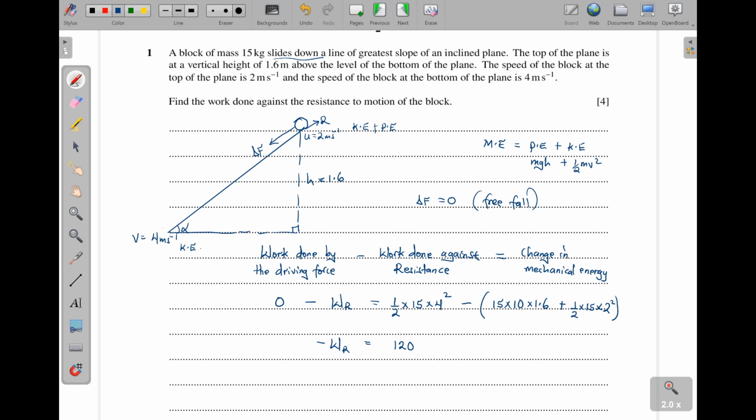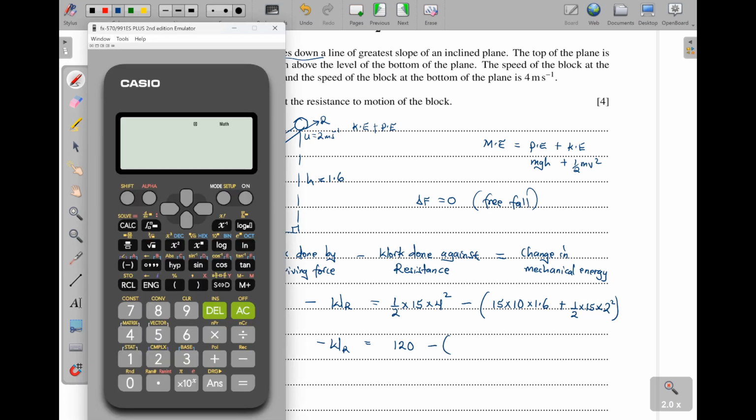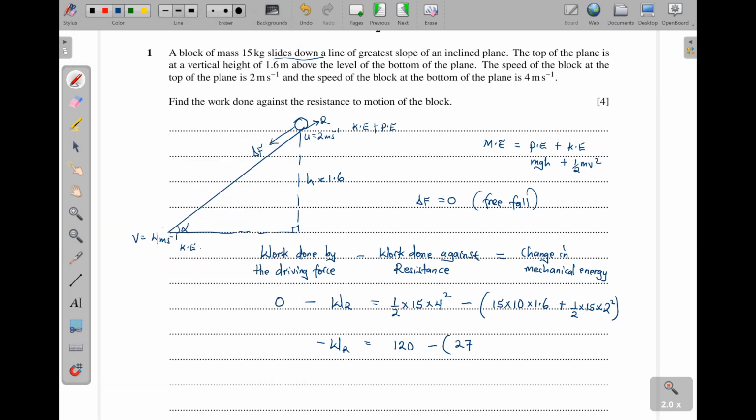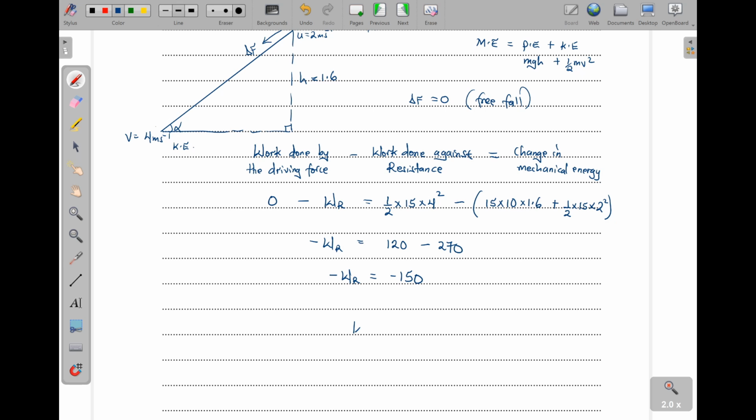Then inside here, what do we get? We have 15 times 10 times 1.6, and then we add 0.5 times 15 times 4, so that is 270. So inside here we have 270. In fact, let me just write everything here without the brackets. When we subtract, minus WR shall be equivalent to negative 150. So that means that work done against resistance, if you divide all through by the negative, is going to be 150 joules.